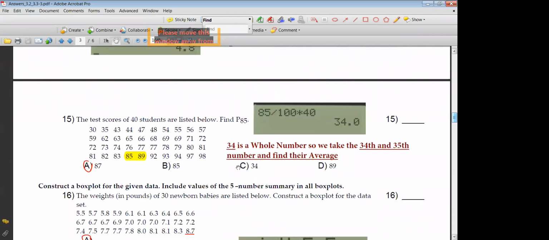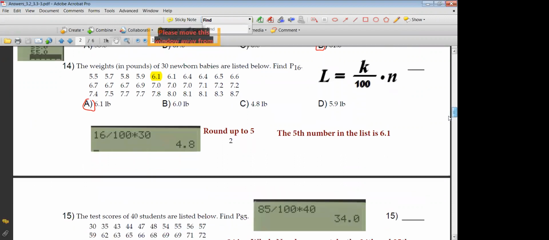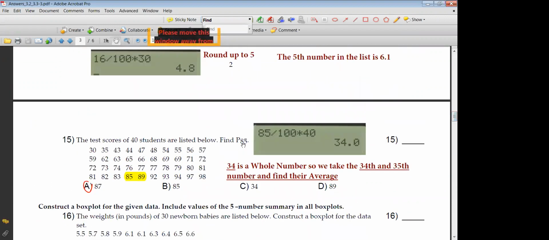Here I'm looking for the 85th percentile. All right, so I put 85 over 100, like the little format tells me. The K stands for the percentile, which is like a percentage. You put it over 100. 85th percentile is like 85%, I'll equate it to that. 85 over 100, there are 40 numbers.